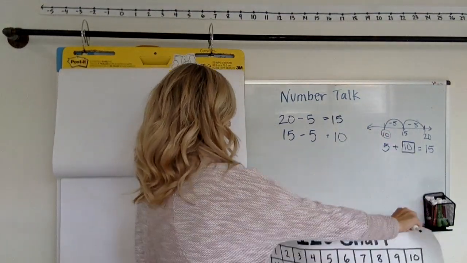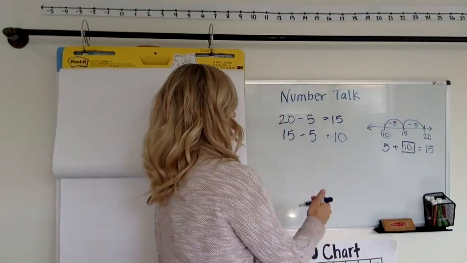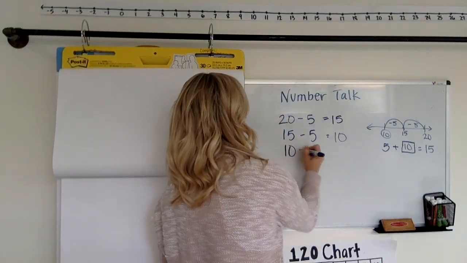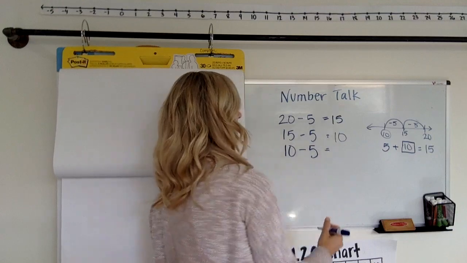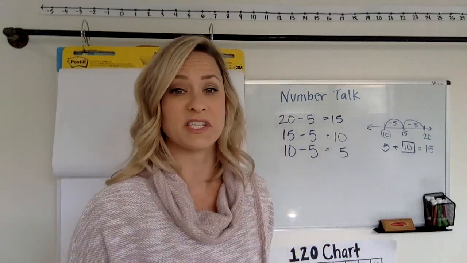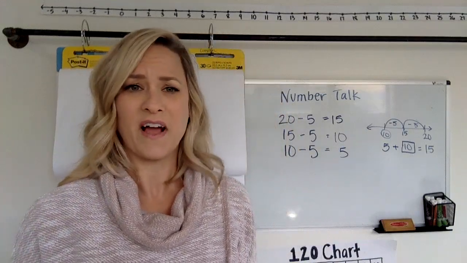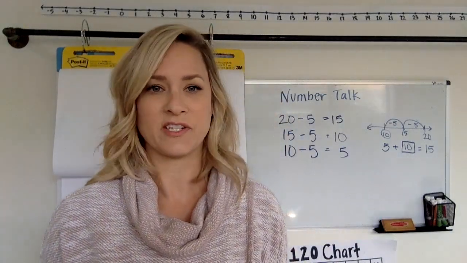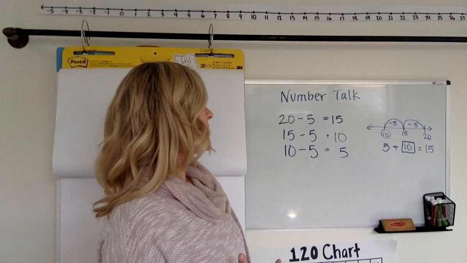And then the next thing is 10 minus 5. And that obviously is 5, and they're probably going to know that, and they're probably just going to say, 10 minus 5 is 5, and I just know that. And that's okay. That's a known fact. That's what we call them.